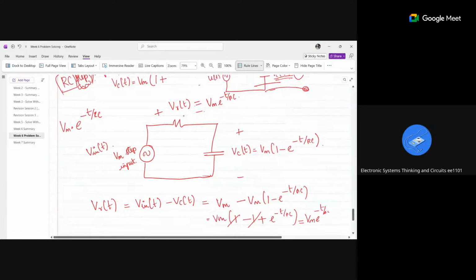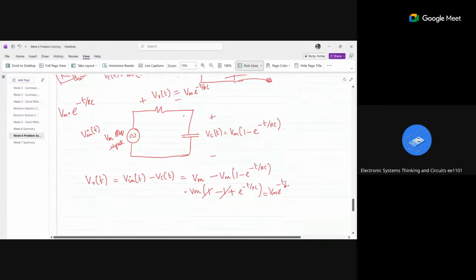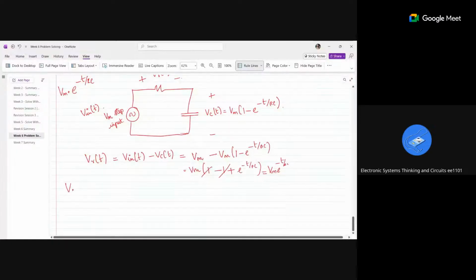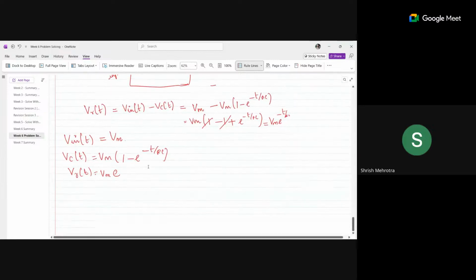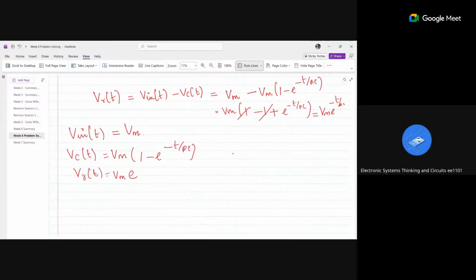So yeah, here only I wanted to show you something. My V in of t is Vm. My Vc of t is Vm (1 minus e power minus t by RC). This is true when Vc of 0 is 0, no? Yes, that is the condition, Vc of 0 minus is equal to 0. This is true only for that e power minus t by RC.